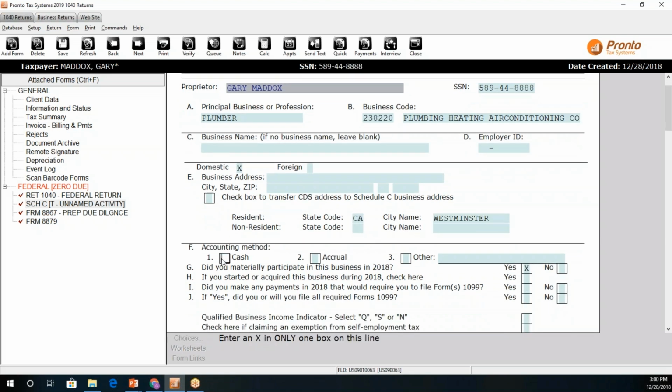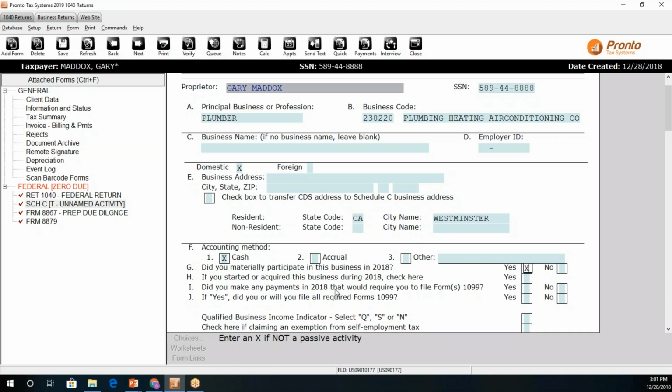Okay. He uses the cash method of accounting, and generally, 90% plus people in the United States probably use this accounting method. There's cash, there's accrual, and then there is hybrid accounting method. Very few people. There are some businesses that would use the hybrid, but most people use cash. Did he materially participate? Yes, he did. Okay, and if you started or acquired this business during 2018, check here. No, he's been in business since 2015.